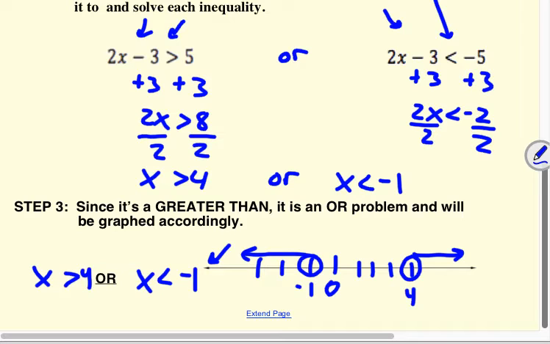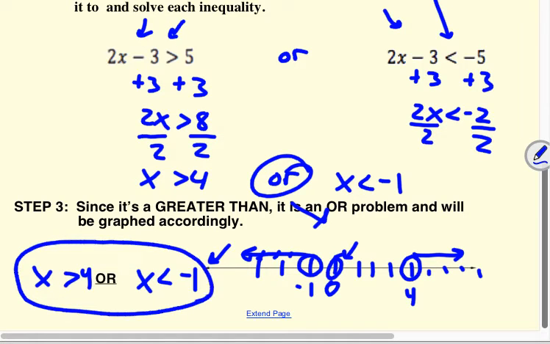Now this is typically what an OR statement is going to look like. 2 graphs going in opposite directions. So I have all these solutions over here. I have all these solutions over here. But 0 in this case would not be a solution for this absolute value inequality. Okay? But it looks like a compound inequality when you're done with your answer here. And that's kind of how they work, whether it's an AND or OR statement, and then solve both sides.